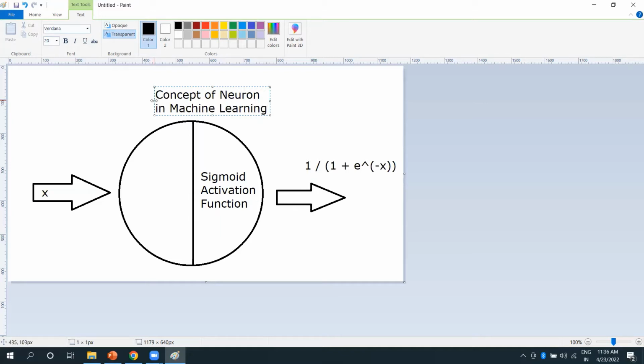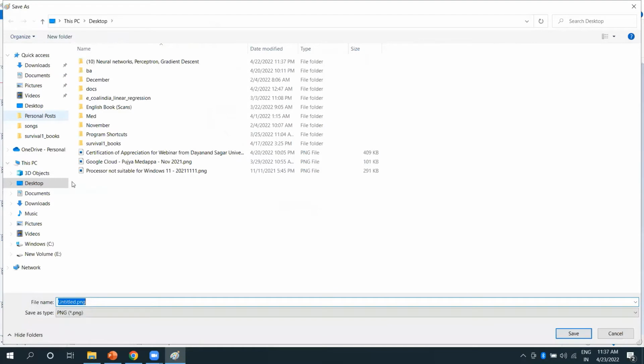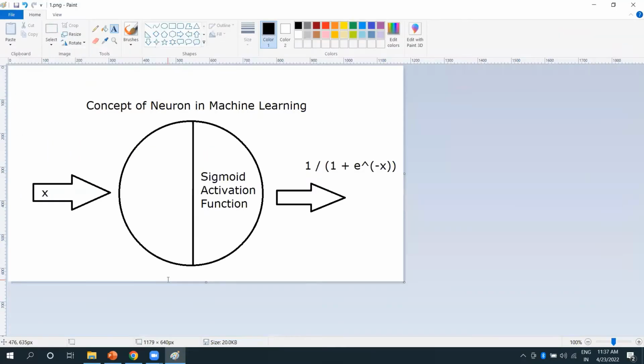Concept of neuron in machine learning. Okay, now do you remember logistic regression? Abhijit? Yes, I know that. Yeah, I remember it. Let me save it, one second.